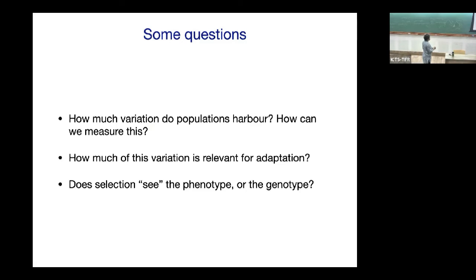So there are two layers to think about. One is whether your variant leads to phenotypic change, and second is whether your phenotypic change leads to any fitness consequences or not. Okay, so does selection see the phenotype or the genotype? This is easy. Phenotype, yes. Anybody who wants to bat for genotype? You want to bat for genotype? Okay, why? How?